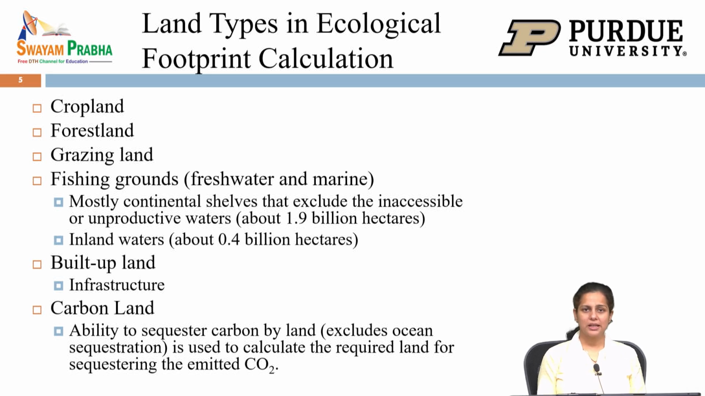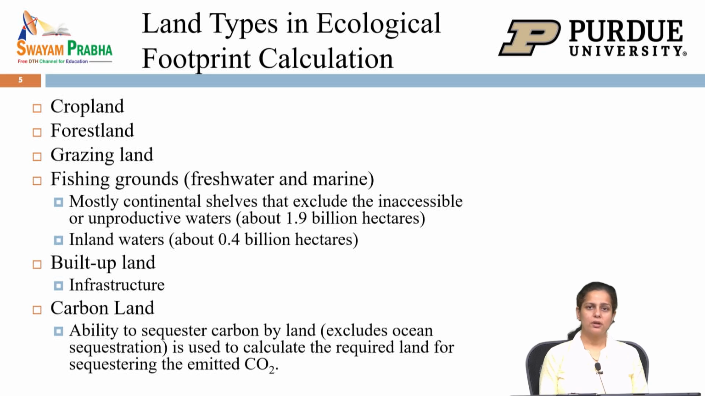There is also inland water which is about 0.4 billion hectares, and the inaccessible unproductive waters are not included. So, that area provides the biocapacity for the footprint calculation of the fishing grounds. Built up land is infrastructure which we directly use for human habitats, and that is what we call the infrastructure land or built up land.